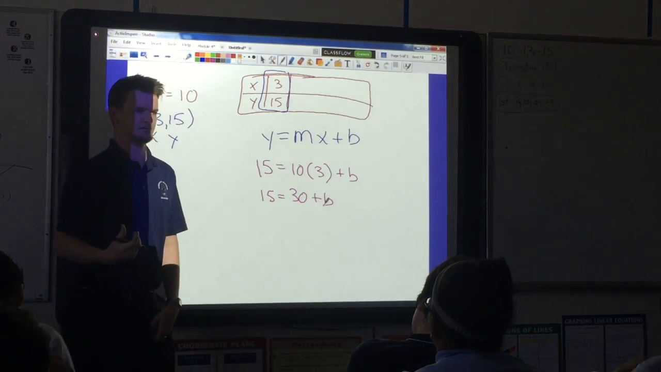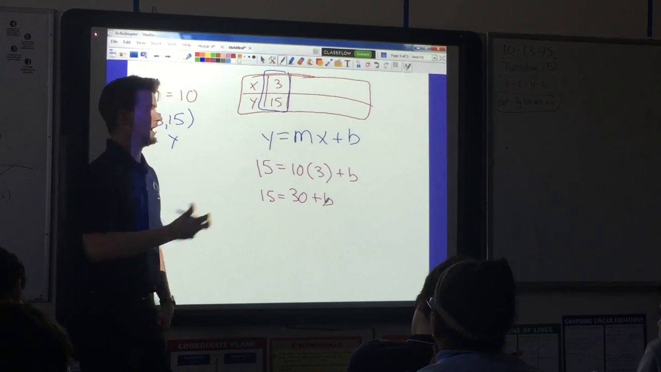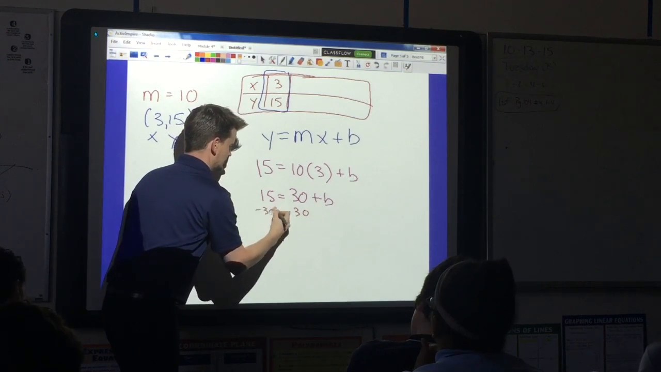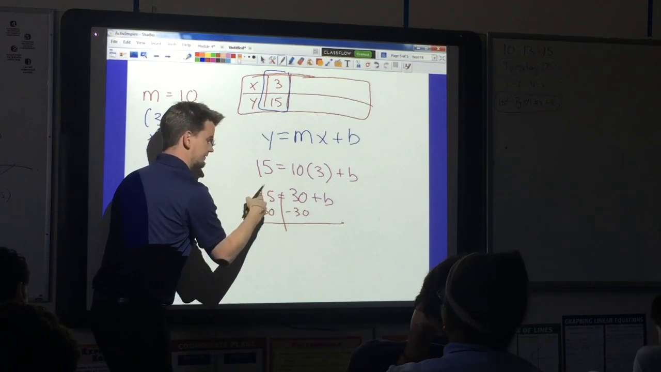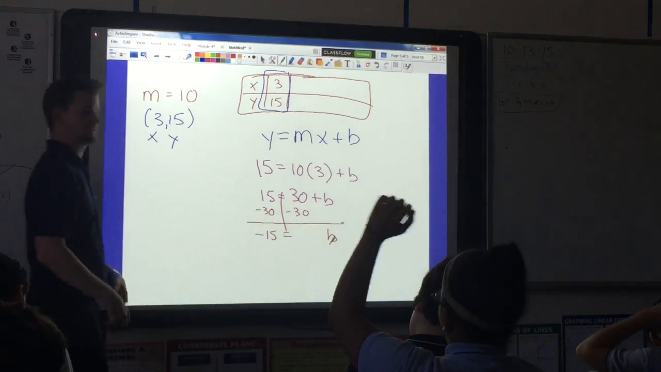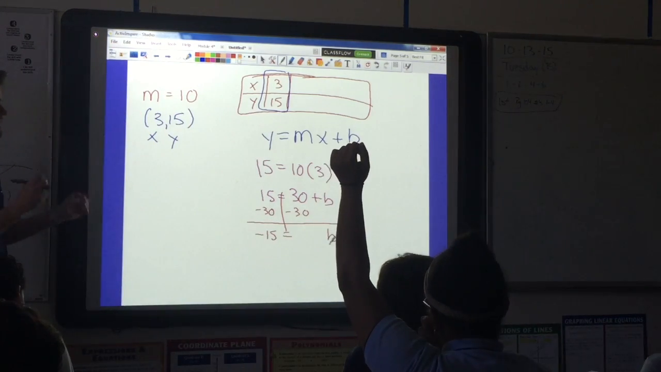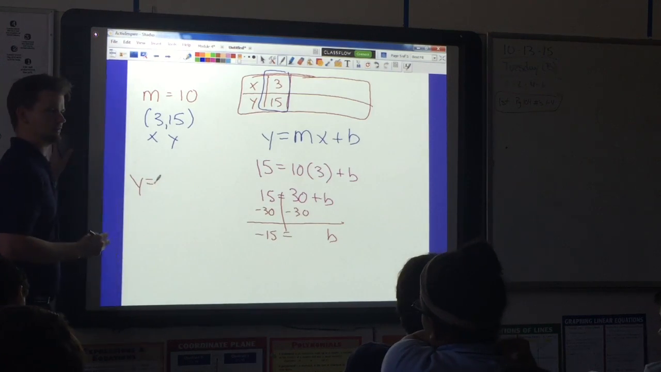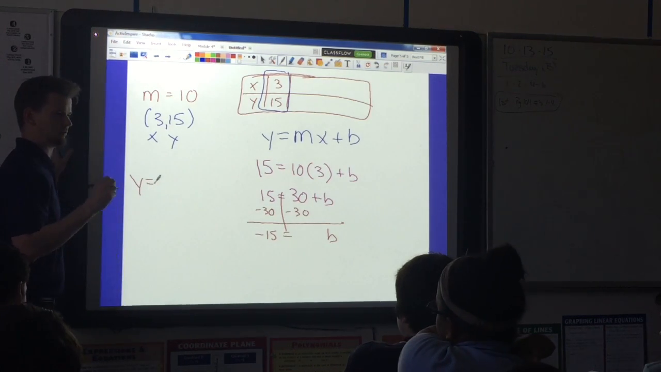Looks like my y-intercept here is going to be what? Positive or negative? Negative. Because I have to subtract 30 from both sides in order to get b alone. And I will end up with 15 minus 30 is negative 15, which means my y-intercept is negative 15. I can go back and write an equation from this now. Anybody want to give me my equation? Ali, what would it be?